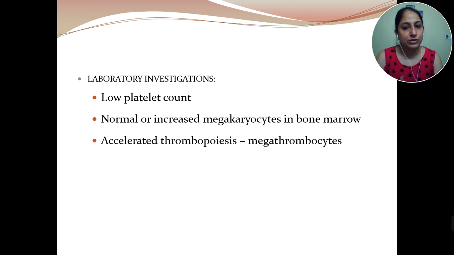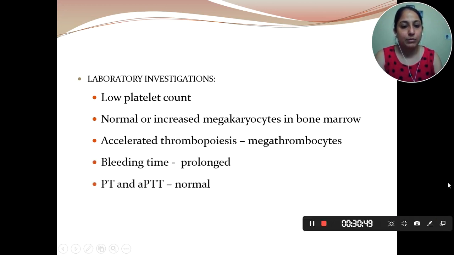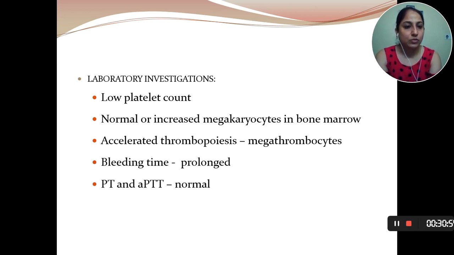Lab investigations will show a low platelet count, and normal or increased megakaryocytes in the bone marrow, that is more of immature platelet cells, and accelerated thrombopoiesis, that is megathrombocytes. Bleeding time is prolonged and PT and APTT are normal. So basically, because there is a deficiency in the platelets, we will see a prolonged bleeding time, but PT and APTT, which are the clotting factor detection tests, will be normal because the clotting factors are normal.